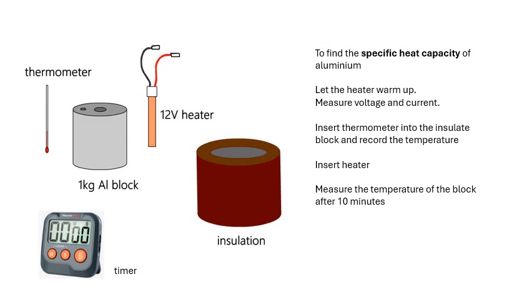So you let the heater warm up. You measure the voltage and the current so you can work out the power. You insert the thermometer into the insulated block and you record the temperature. Then you insert the heater and then you measure the temperature of the block after 10 minutes. That's one way that you can do it. That's the way that I usually do it. Measure the temperature of the block after 10 minutes. I don't see the point of measuring it every minute and drawing a graph. It's just pointless.